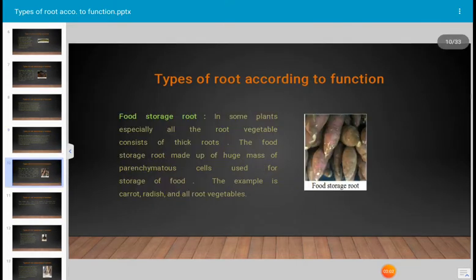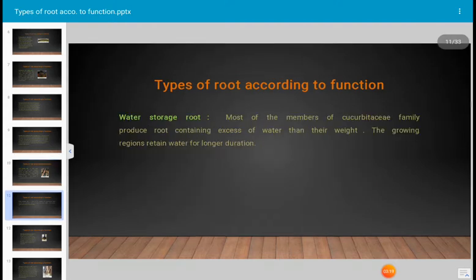Next, food storage root. In some plants especially, all the root vegetables consist of thick roots. The food storage root is made up of huge mass of parenchymatous cells used for storage of food. The example is carrot, radish and all root vegetables. Next, this is water storage root. Most of the members of Cucurbitaceae family produce root containing excess of water than their weight. The growing regions retain water for longer duration.